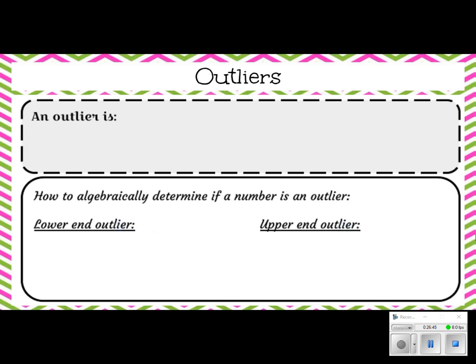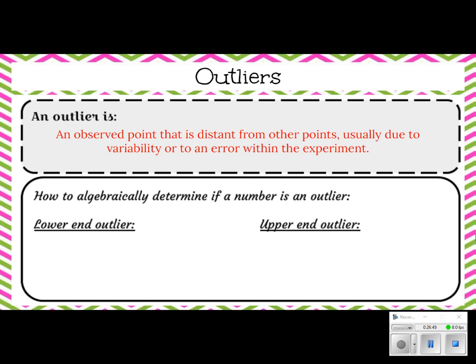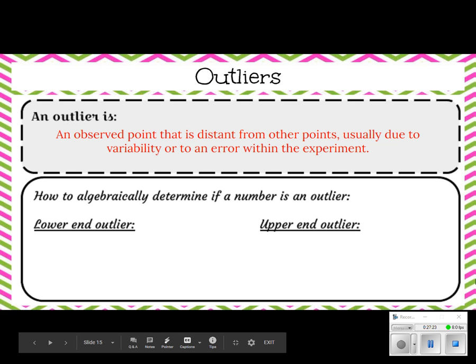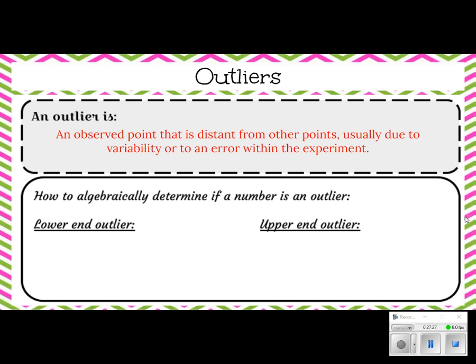All right, so an outlier is an observed point that is distant from other points, usually due to variability or an error within the experiment. All right, how to algebraically determine if a number is an outlier. So you can't just look at your numbers and go, huh, this feels like an outlier. Because there is like a boundary line. It's like, when does it cross over from being an outlier to not being an outlier? How can I prove that something's an outlier?